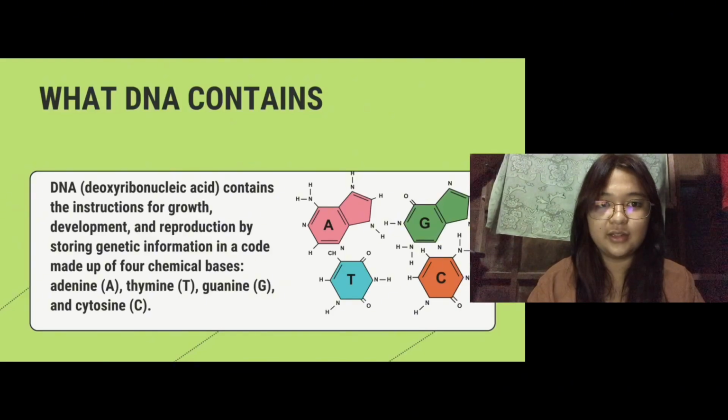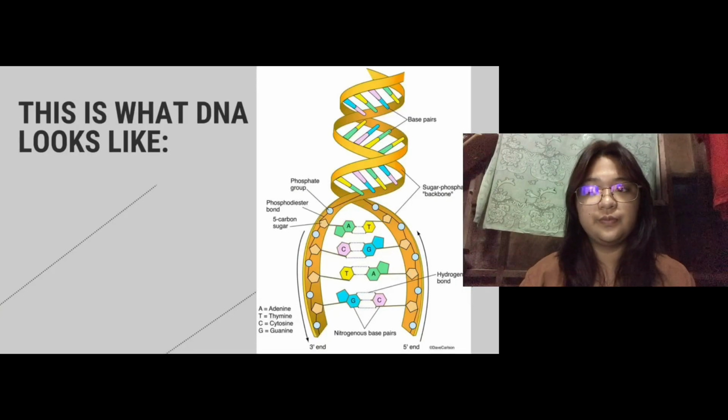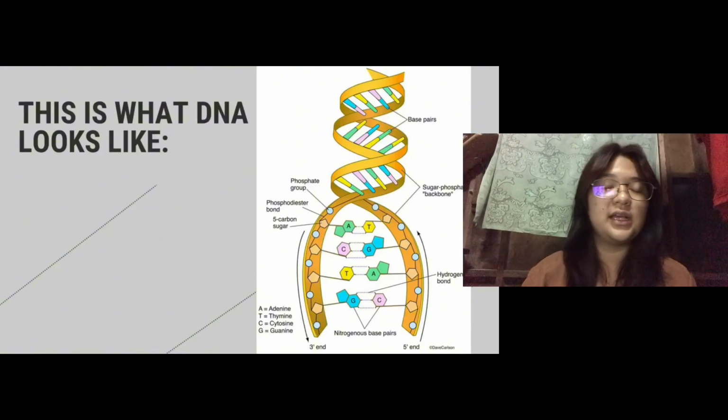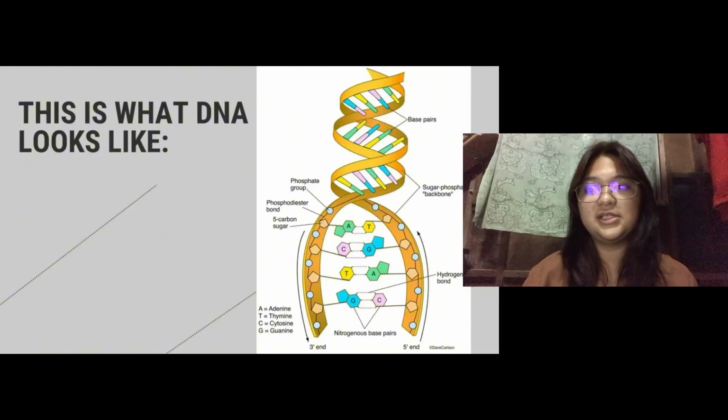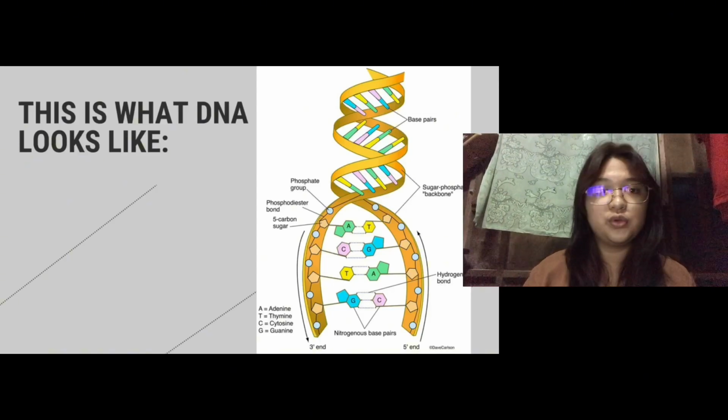As you can see in this picture, DNA has a shape called a double helix, which looks like a twisted ladder. The sides of the ladder are made of sugar and phosphate, called the sugar-phosphate backbone. This structure is what makes DNA strong and stable, allowing it to store all the genetic information inside our cells.